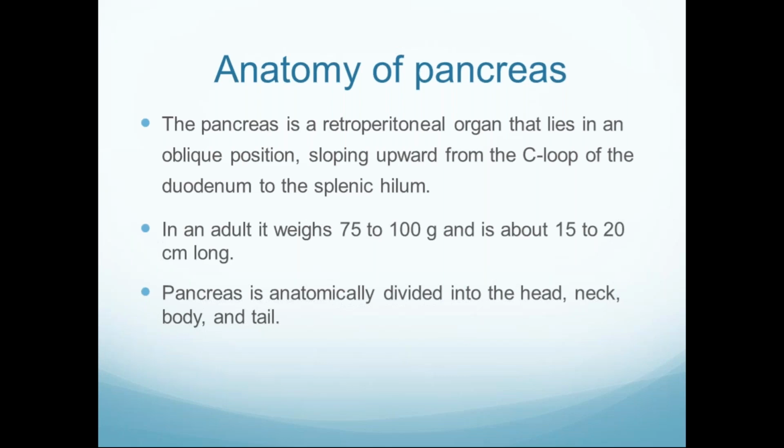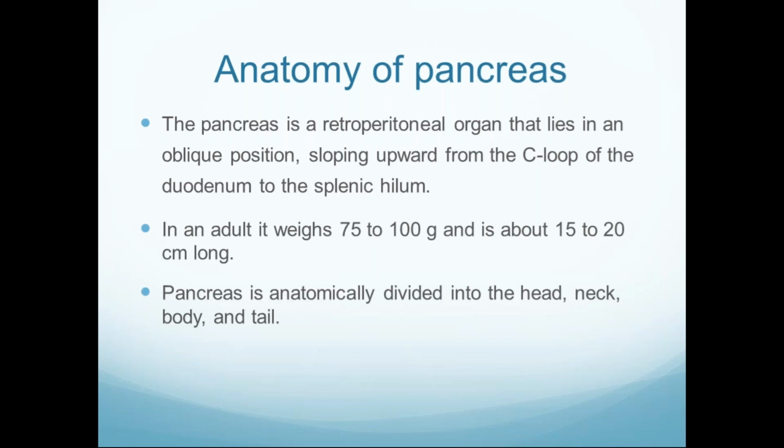Coming to anatomy, in first year in basic anatomy, you have learned about the pancreas in general, so I will not be discussing in detail. I'll go in a superficial manner. The pancreas is a retroperitoneal organ that lies in the oblique portion, sloping upward, in the C loop of the duodenum. That is, the duodenum curves into D1, D2, and D3. In that C loop of the duodenum lies the pancreas. In an adult, it weighs about 75 to 100 grams and is about 15 to 20 centimeters in length.